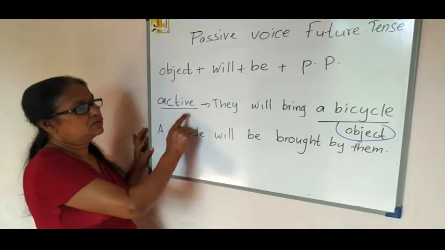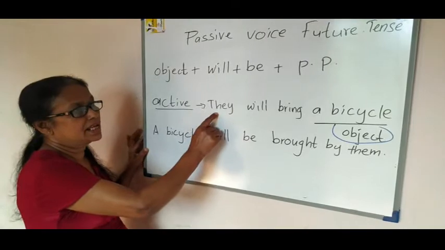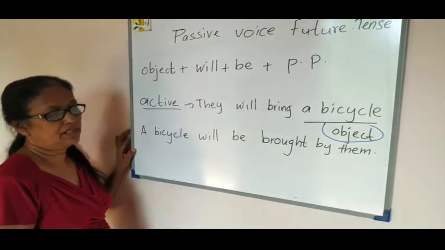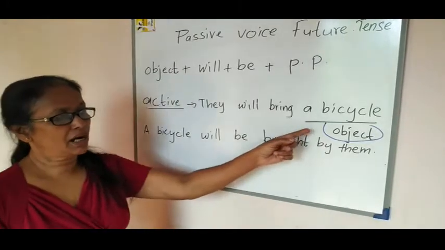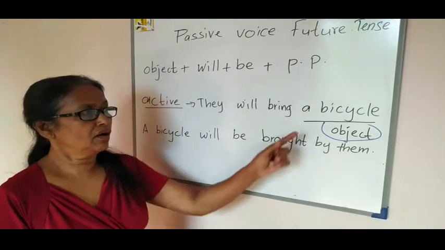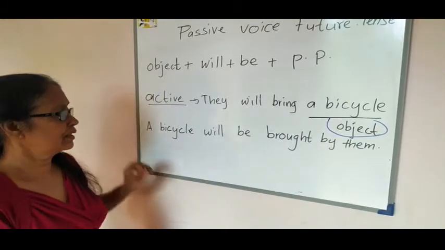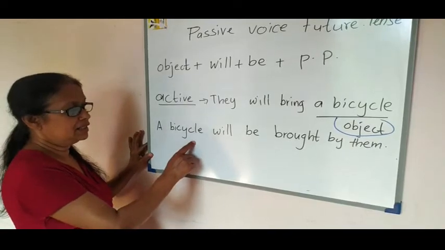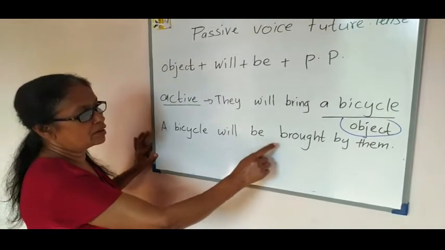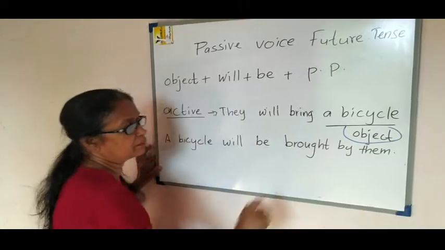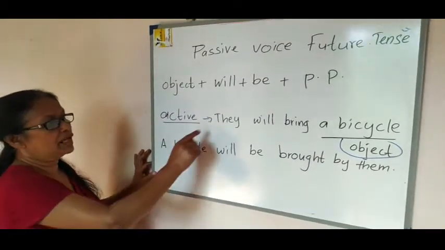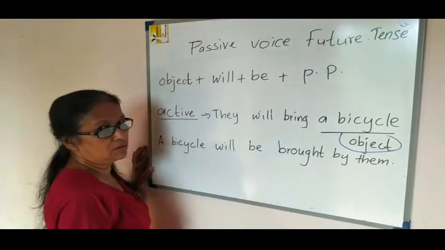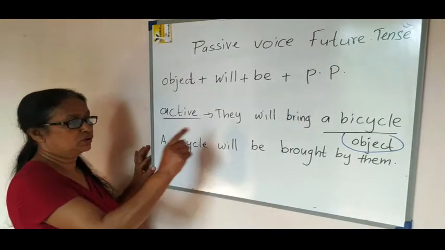Then look at this active voice sentence. They will bring a bicycle. Right? Only I marked here object. Object is the bicycle. Then turn it into passive. A bicycle will be brought by them. Okay? They becomes them. That is the objective pronoun. So you should know them.